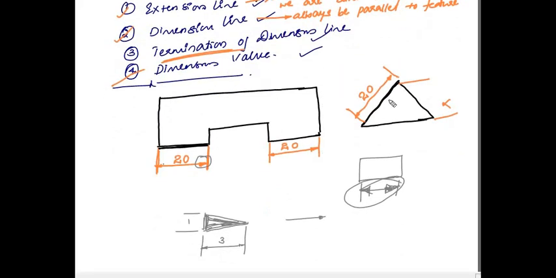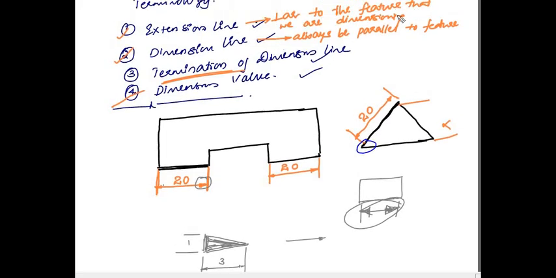Always remember dimensioning of inclined lines, right? If you are taking this length, that will be the projected length of this line, but not the actual length of this line. So if you are dimensioning the actual length, sorry for this, here you have a small mistake, it should come here, right? So the extension line should always be perpendicular to the feature that we are dimensioning, and the dimension line should always be parallel to the feature that we are dimensioning, and the dimension line should be terminated with an arrowhead, and then above the dimension line we have to write the value of the dimension. So this is all about dimensioning.